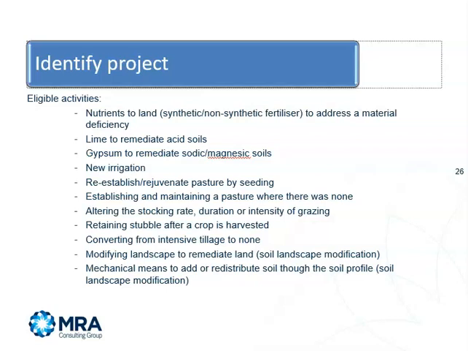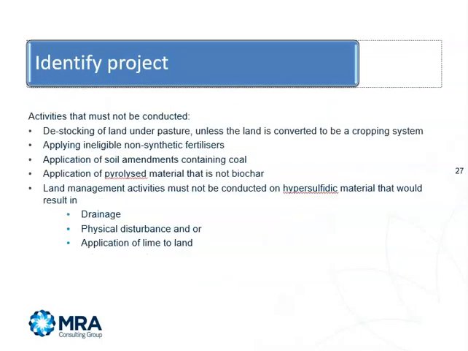It is important, if you are considering undertaking a project under the ERF, that you only commence these activities once the project is registered. Compost application fits into the first activity. There are some activities that are specifically excluded, as these are known to damage the environment or do not contribute to soil increases or improvement to land management generally. Activities that must not be conducted include those listed here: de-stocking of land under pasture, unless the land is converted to be a cropping system, applying ineligible non-synthetic fertilizers, application of soil amendments containing coal, application of pyrolyzed material that is not biochar. Land management activities must not be conducted on acid sulfate soils, as these are likely to cause physical disturbance and lead to environmental risks.